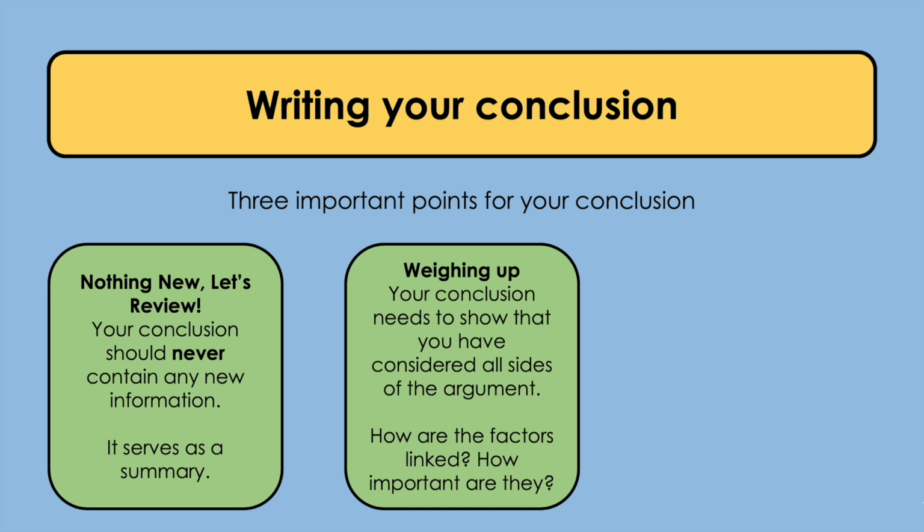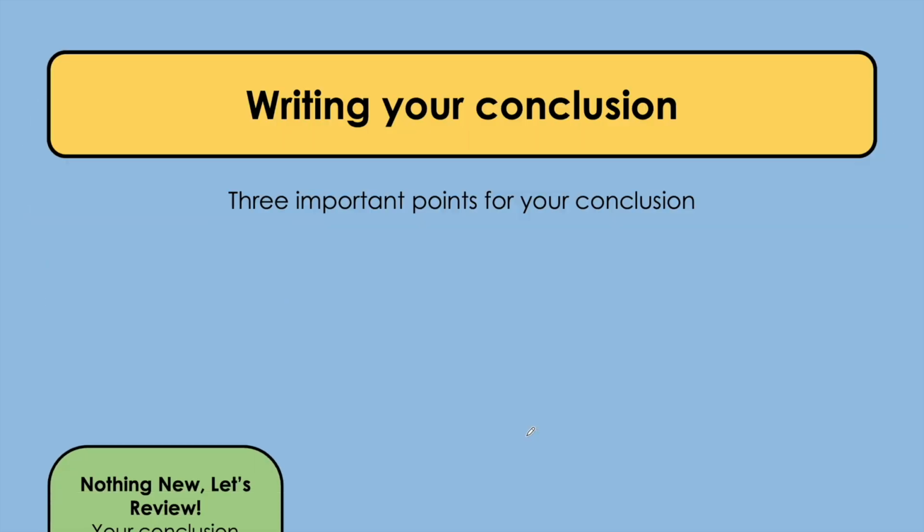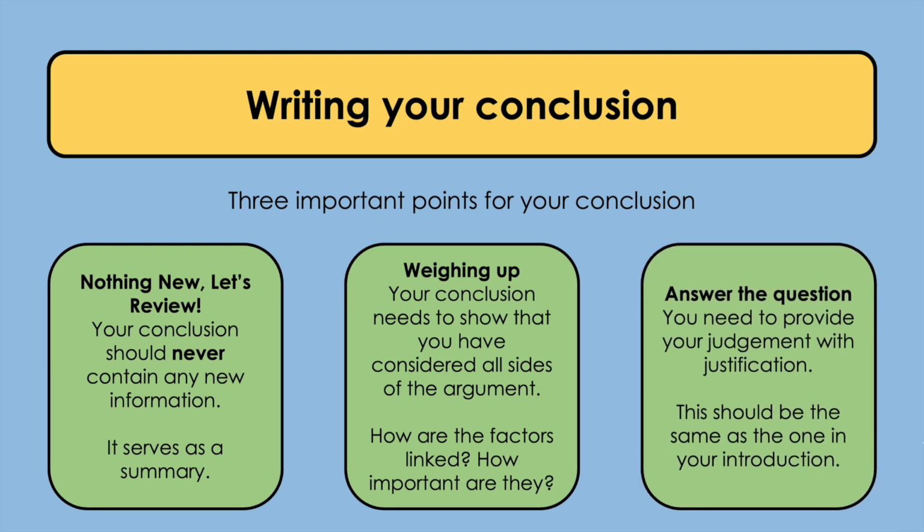So we did that. If I go back and look here, it says I've shown how the factors link together. That even though yes, the social market economy and the exclusion of Nazis was important, ultimately they in themselves were the actions of democratic government. So I've shown how my 3 factors link together there. You also need to make sure that you talk about how important the factors are. So why has the evidence suggested to you that democratic government is the most important factor in achieving political stability?